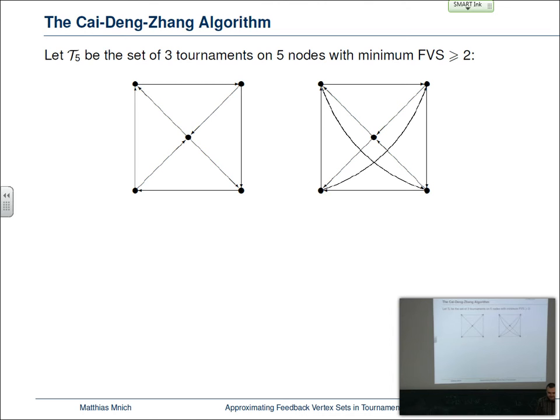So how does this algorithm work? This 5/2 approximation, let me first explain that because we are using similar ideas. So let T5 be the set of 3 tournaments on 5 nodes each that require a minimum feedback vertex set of size 2. So as you can see, there are 3 tournaments here, because there are some missing arcs, and you can orient them either way and you get some isomorphic tournaments. So these 3 tournaments have a feedback vertex set of size 2, meaning you need to include at least 2 vertices to hit all the cycles.